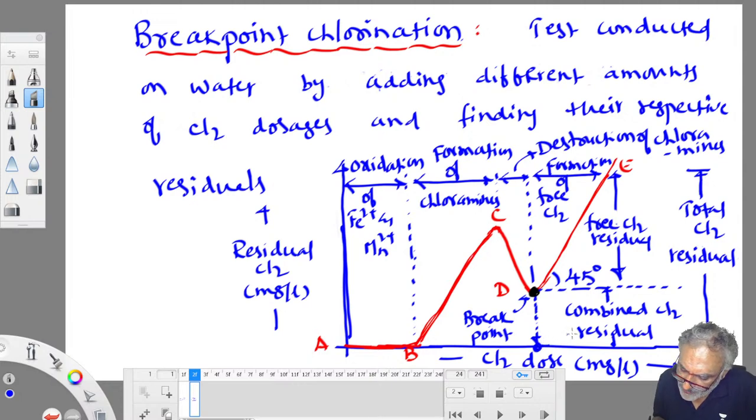So exactly at the break point we met the chlorine demand. Beyond that there is no more demand. Therefore whatever chlorine is extra added beyond the break point appears as a stable residual. So this is called the break point chlorine dose. Okay, too much crowded here. This is the break point dose.